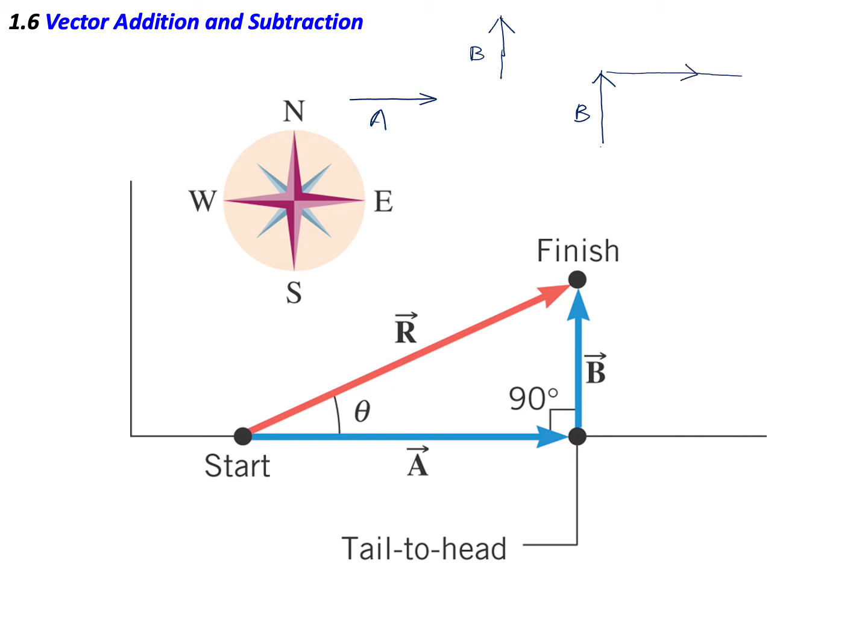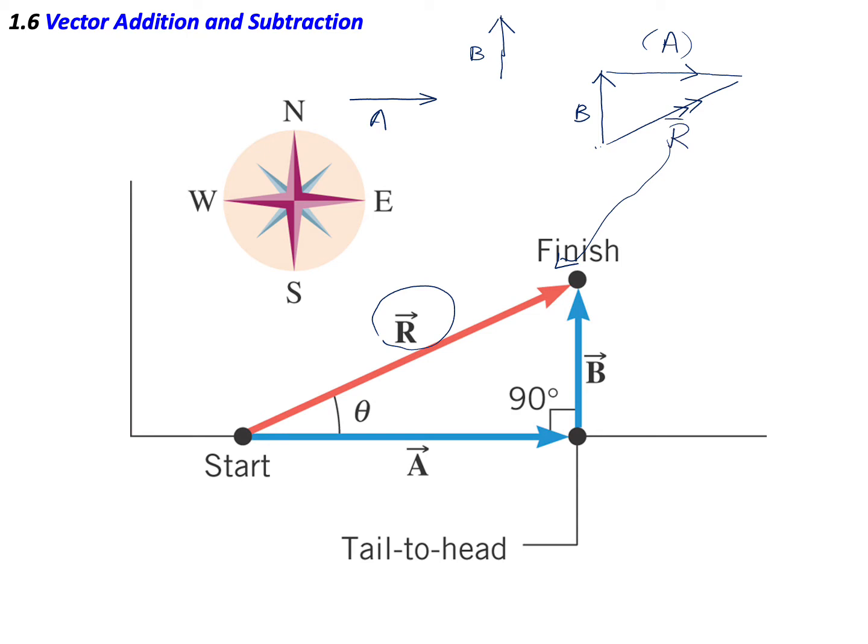Something like that. Tail, head, tail, head. So this is your vector A. Your final vector is from the tail of the first vector you chose to the head of the second vector. So these two are identical. You can use A plus B or B plus A, and you still get the same resultant R vector.